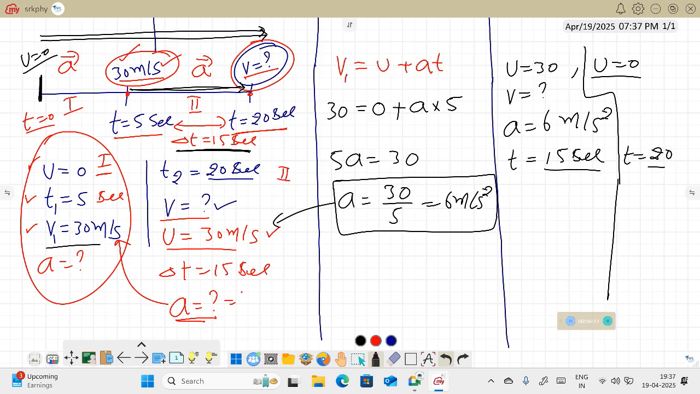If you come across this one, what is the formula? v is equal to u plus at. First kinematic equation you have to use. v value they are asking. What is u? 30, plus what is a? 6, according to the second one. So how much will you get? v is equal to 30 plus 15 times 6, which is 90. 120 total.